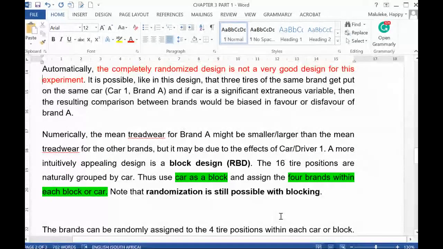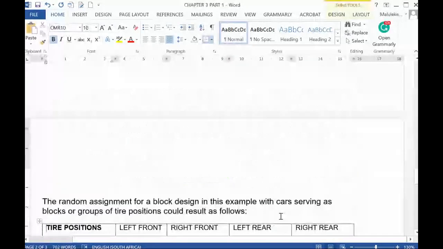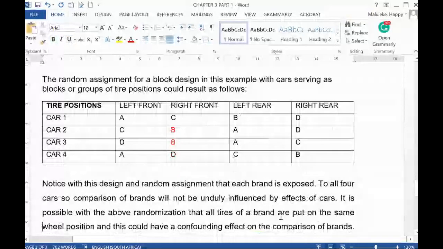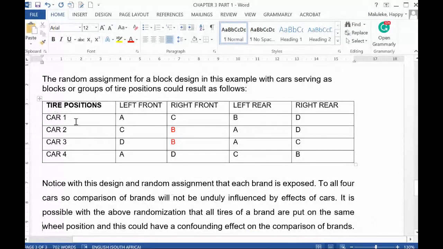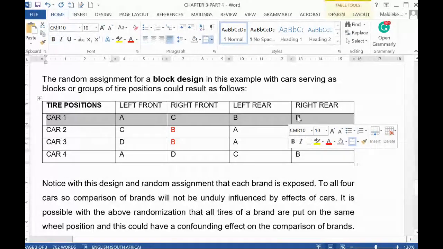Remember this example, which was talking about the cars. Looking at this example, I said this is a randomized block design. Assume a random assignment for block design. Suppose now you want to apply randomized block design. Here it is applied, but the challenge now is one. Car A, it is safe. It managed to get all what? All the brands. We're having 4 brands of tires, isn't it?